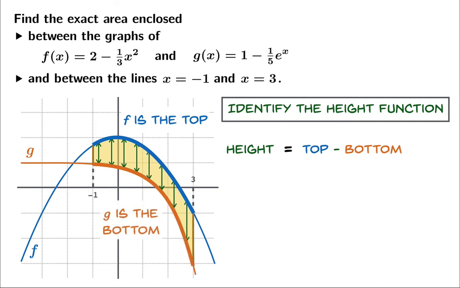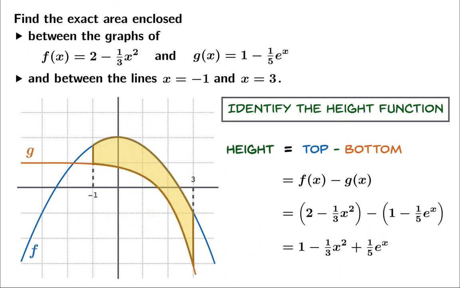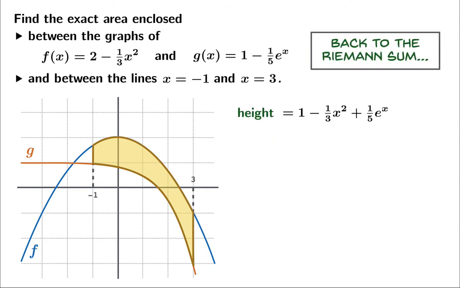G serves as the bottom of our region. So our height function should be f of x minus g of x. And if we plug in explicitly what that means, we get an explicit height function that looks like this. We can simplify that, and so now we have the height function. We're going to set that aside.